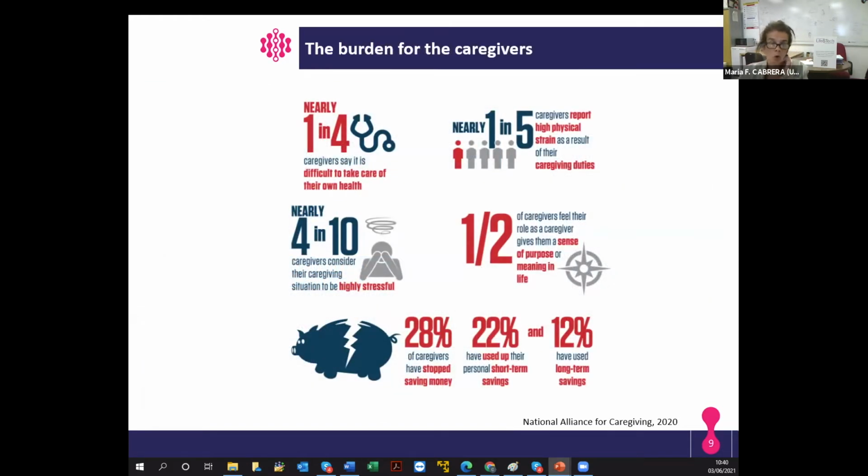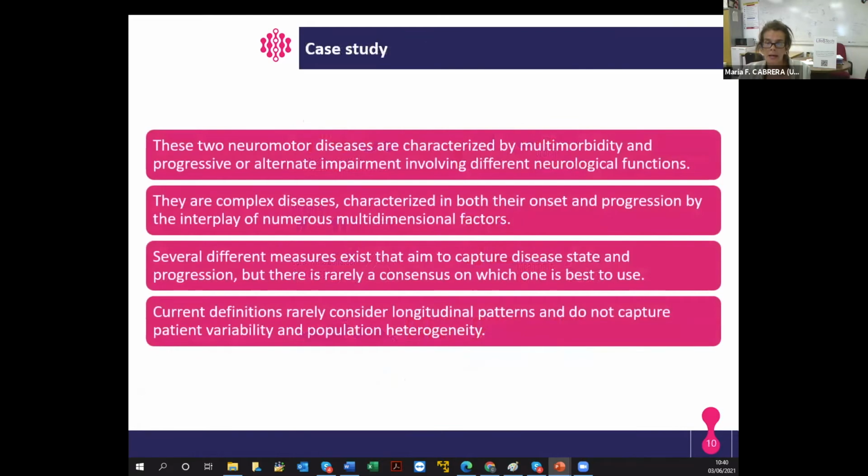These two diseases also create a lot of burden for the caregivers. The case study for BRAINTEASER is based on these two neuromotor diseases that, even if they have different disease courses, are characterized by multimorbidity and progressive or alternating impairment involving different neurological functions: motor, cerebellar, sensory, visual, cognition, etc. They are very complex diseases, characterized in both their onset and their progression.